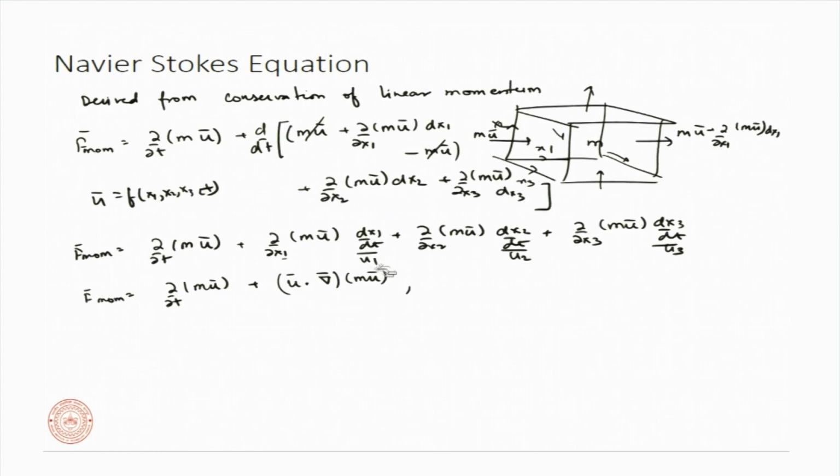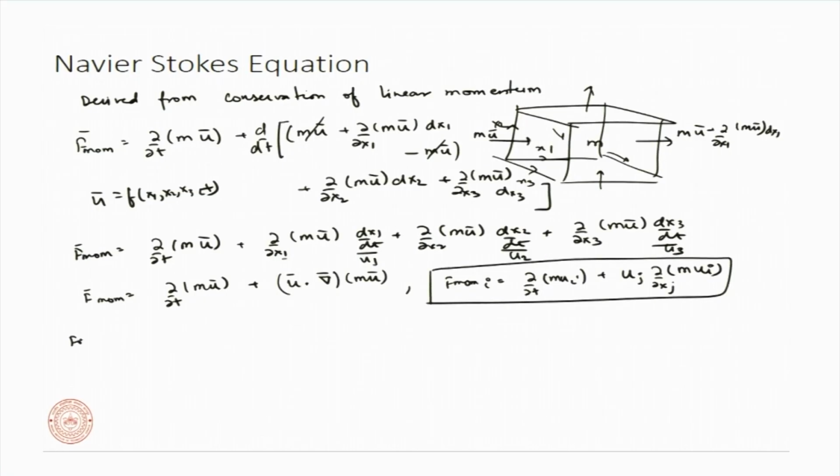Let me just remove this dash because it looks like a tensor. Okay. So, f momentum of i therefore equals del by del t of mu i plus uj del by del xj of mu i. Okay. So, this is our first term.